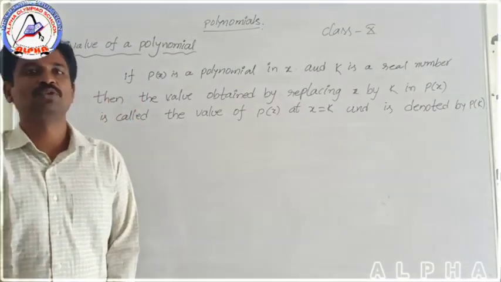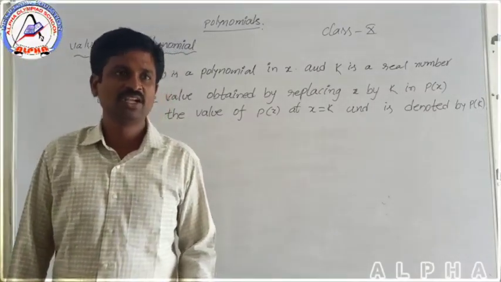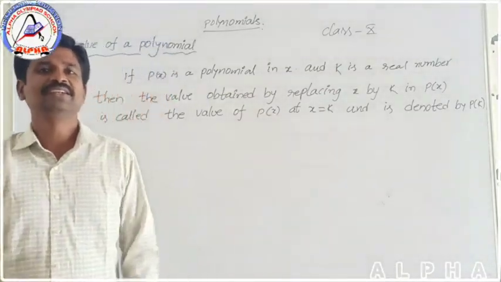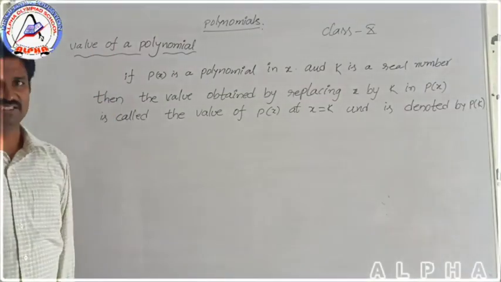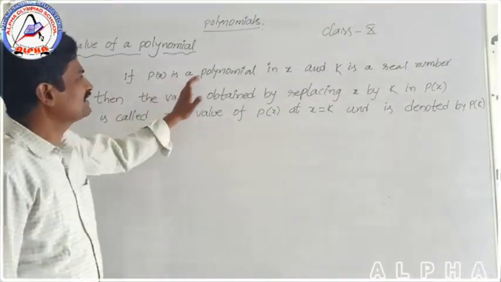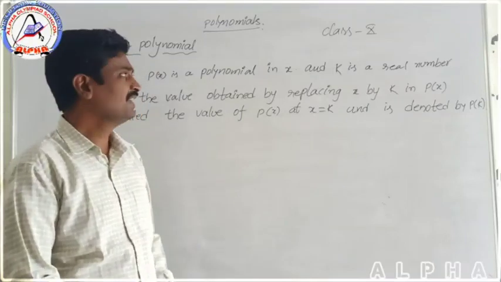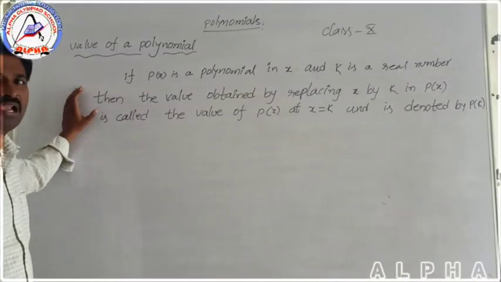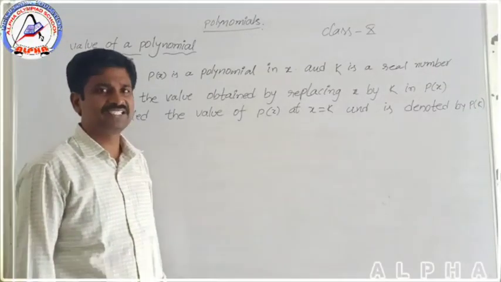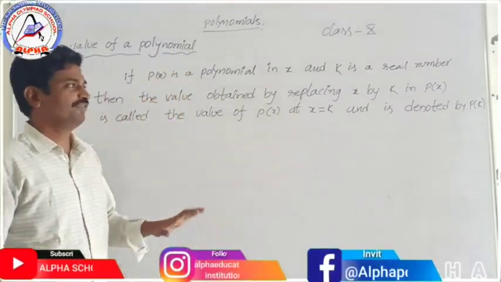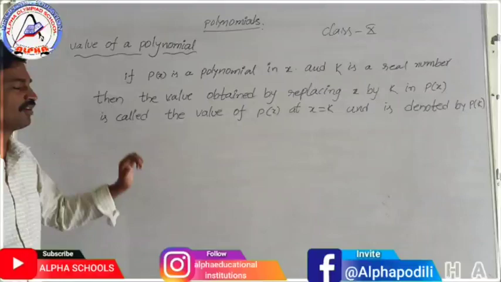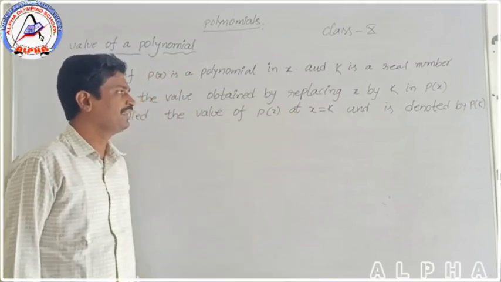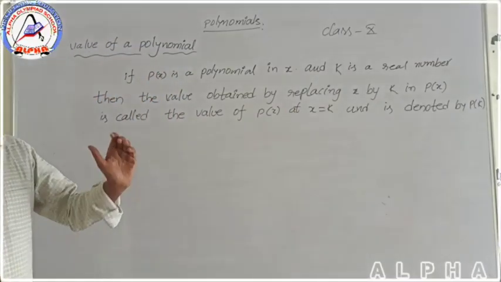In last class we discussed polynomials and the definition of a polynomial, and next the degree of a polynomial and types of polynomials according to their degree. Now, the value of a polynomial. If p of x is a polynomial in x and k is a real number, then the value obtained by replacing x by k in p of x is called the value of p of x at x is equal to k, and it is denoted by p of k.